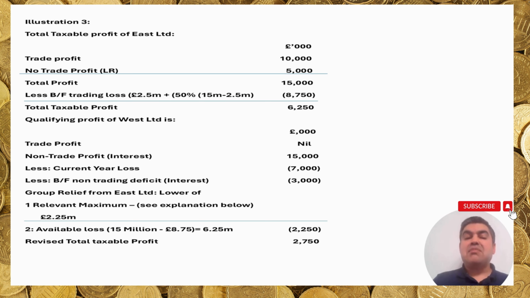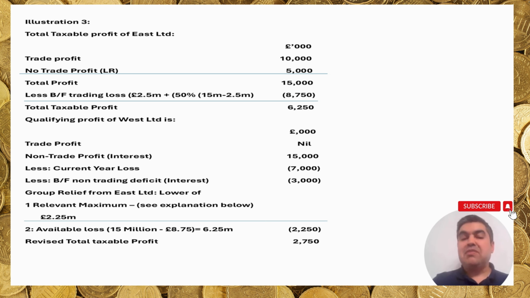For East Limited, remember, the relevant maximum would be 2.25 million. East had a brought forward loss of 15 million. 8.75 has been used against its own company, within East Limited. So they still have 6.25 million left. However, the maximum they can surrender to West Limited is 2.25 million. I will explain to you why on the following slide. So the revised total taxable profit of West Limited will be 2.75 million.